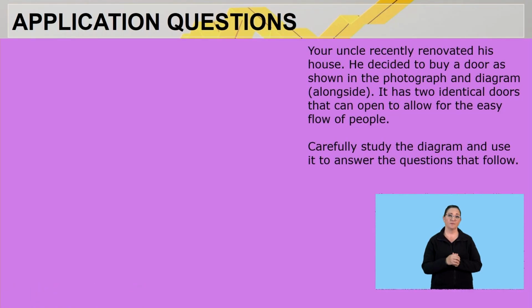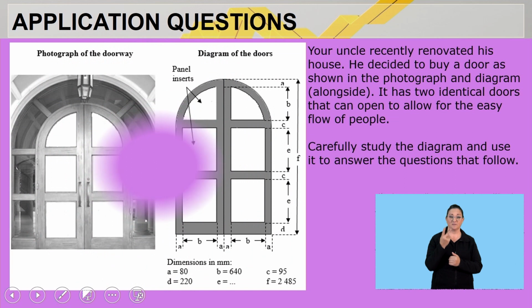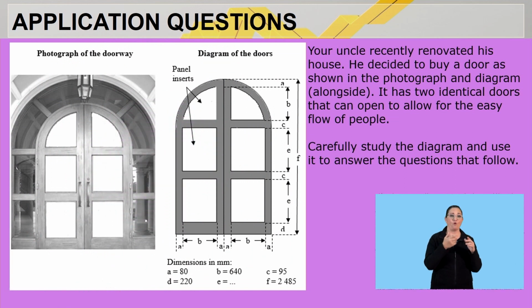Let's look at question number 2, our next question. Here we are saying that your uncle recently renovated his house, right? He decided to buy a door as shown in the photograph and diagram. There's the photograph of the door as well as the diagram of the doors. It further says it has 2 identical doors that can open to allow for easy flow of people.